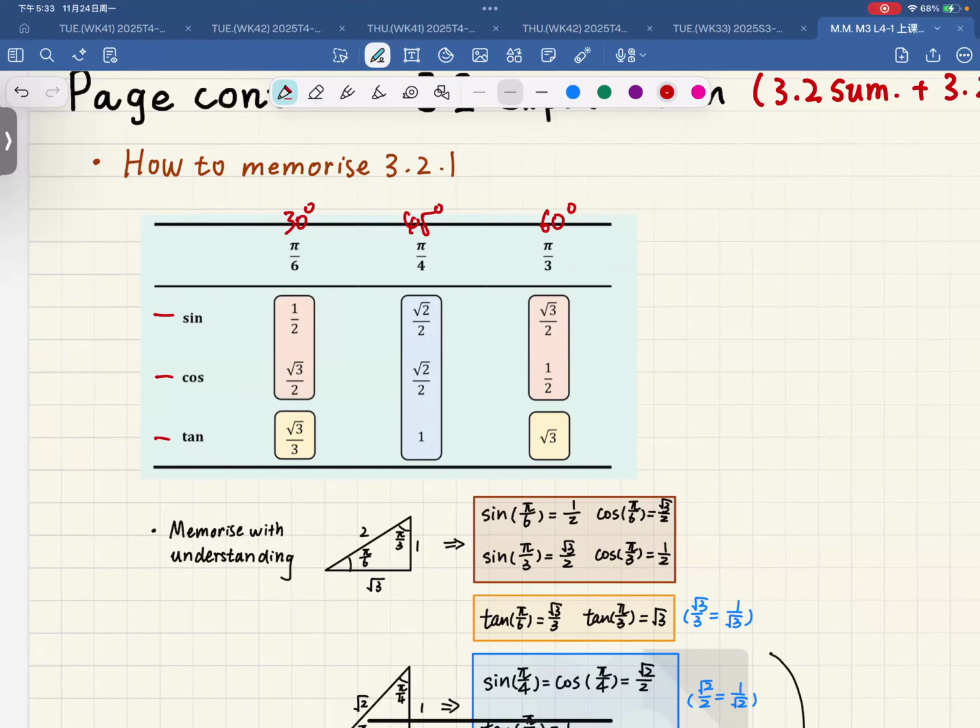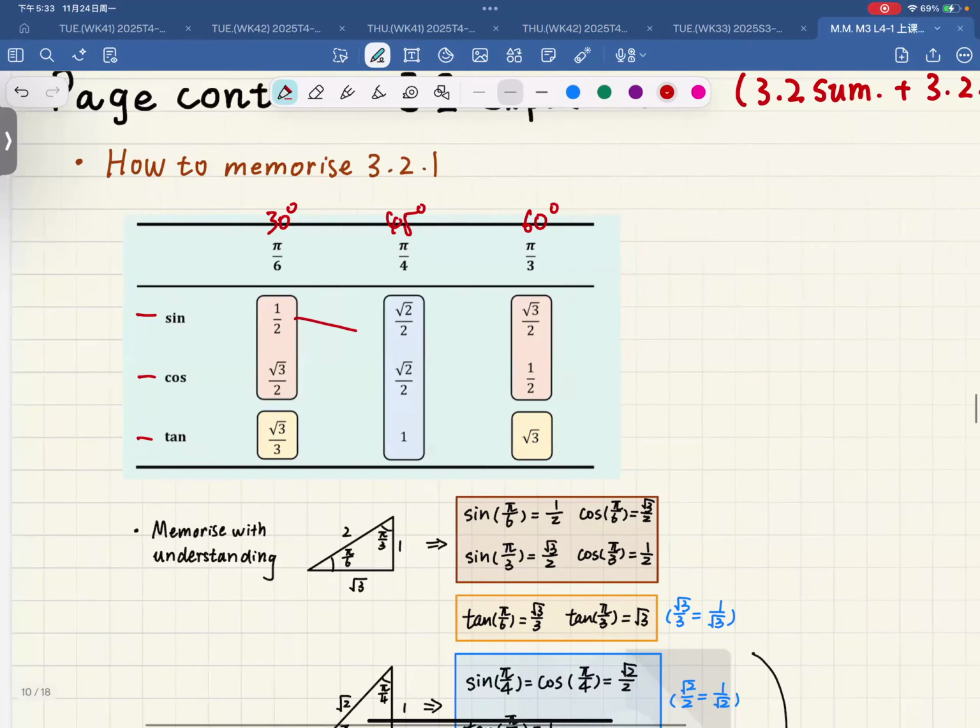If we look here, if I draw a diagonal line, these two numbers are the same. And these two numbers are the same. These two numbers are the same.